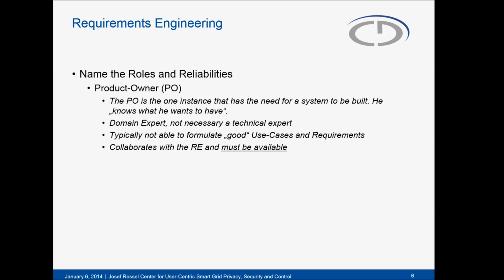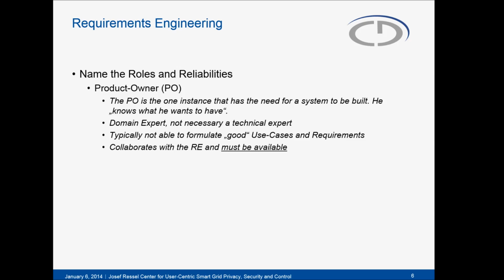So the first role is the so-called product owner, and this role for us is the one instance that has the need for a system to be built. So we say he or she knows what he wants to have, and he is able and willing to answer our questions according to systems. The product owner is a domain expert, which does not necessarily mean that he's a technical expert as well. This is okay.